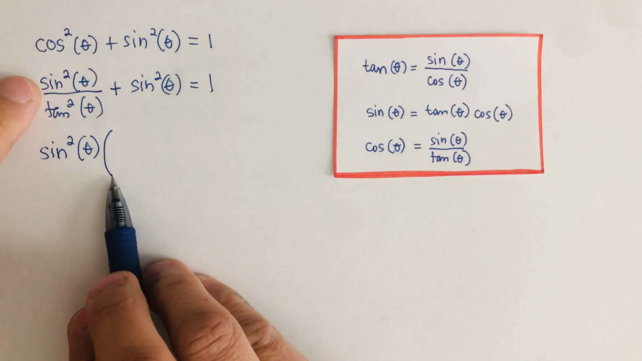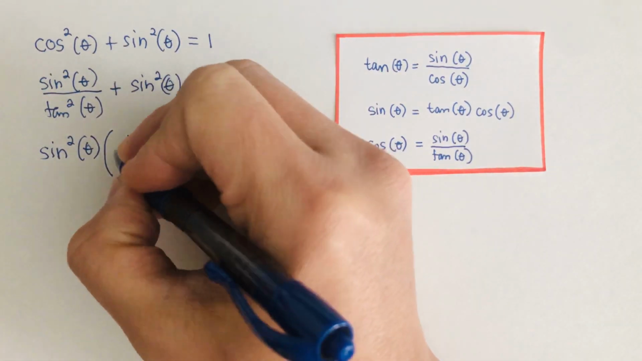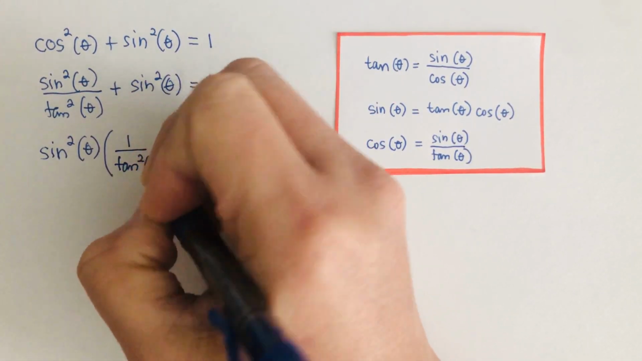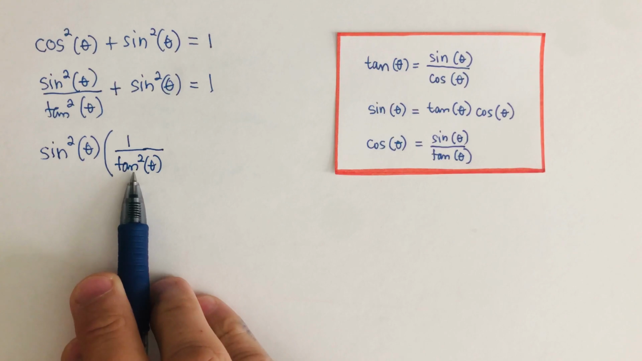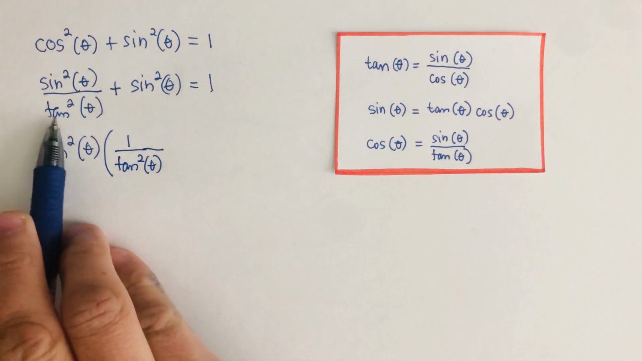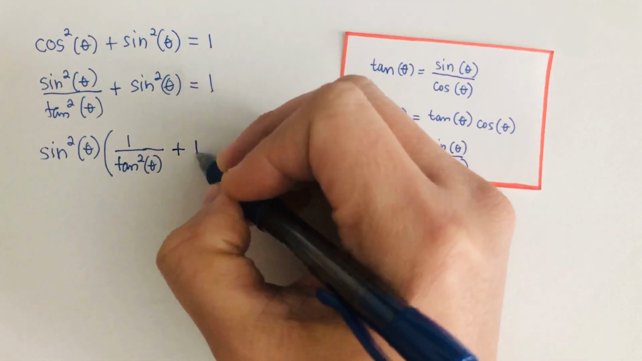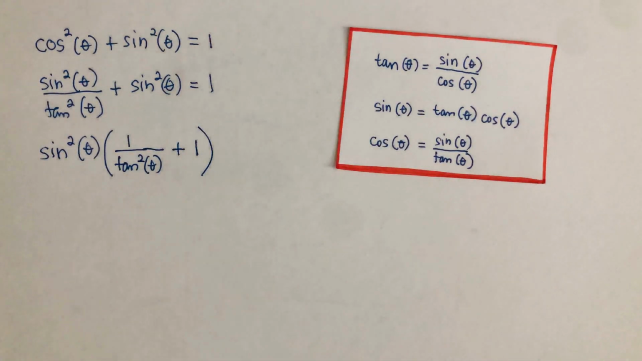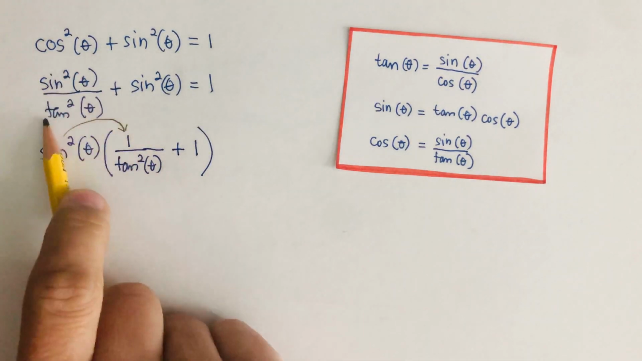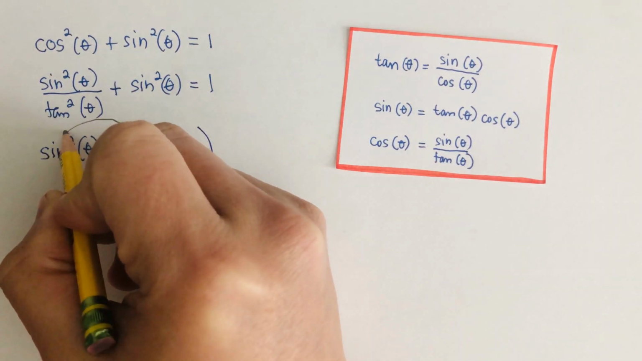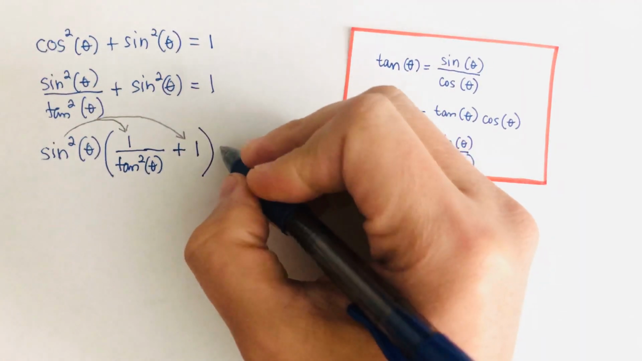What we are going to do next is multiply this sine squared theta by 1 over tangent squared theta. Sine squared theta times 1 over tangent squared theta is actually sine squared theta over tangent squared theta. Now we come up with the other expression right here, and that should be 1, because if we distribute the sine squared to the sine squared theta over tangent squared theta, that comes out sine squared theta over tangent squared theta. Now, if we distribute the sine squared theta to 1, that comes out sine squared theta. And all of these will be equal to 1.